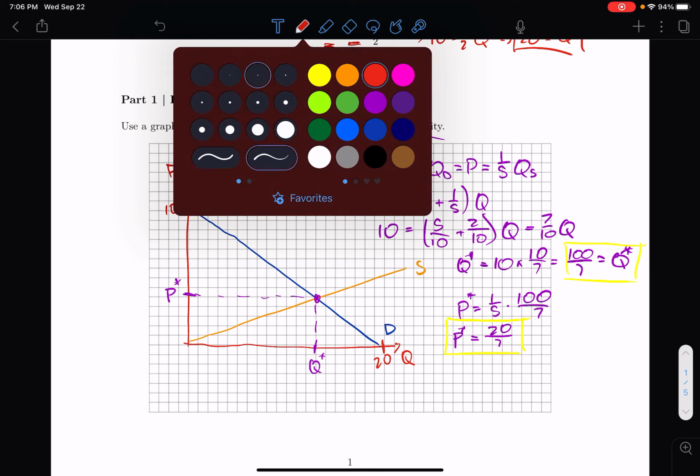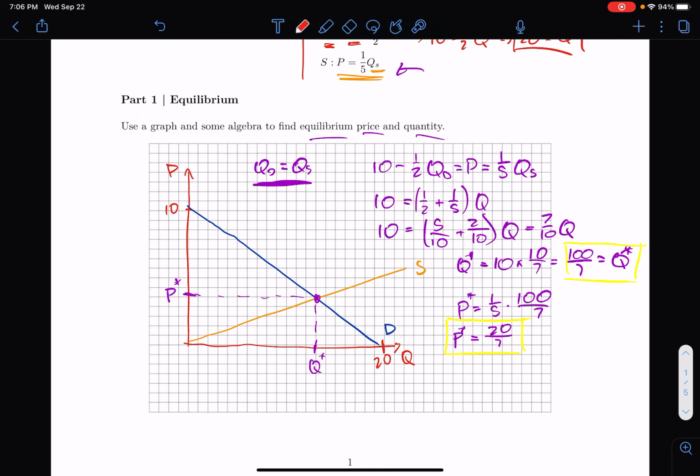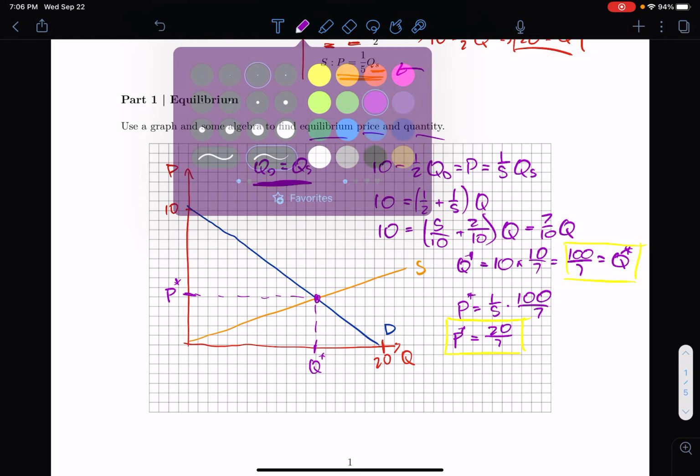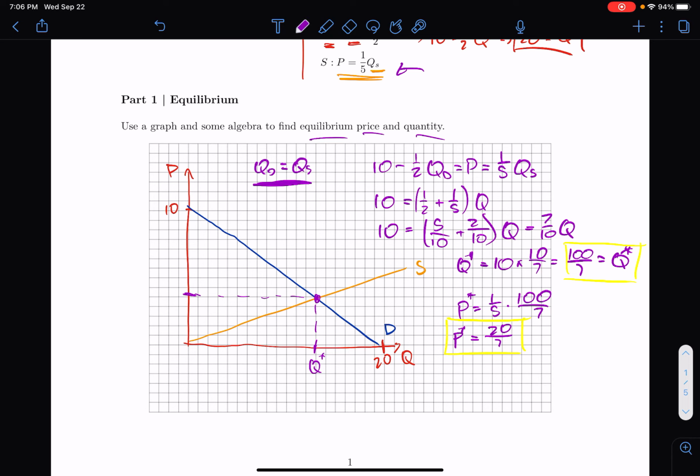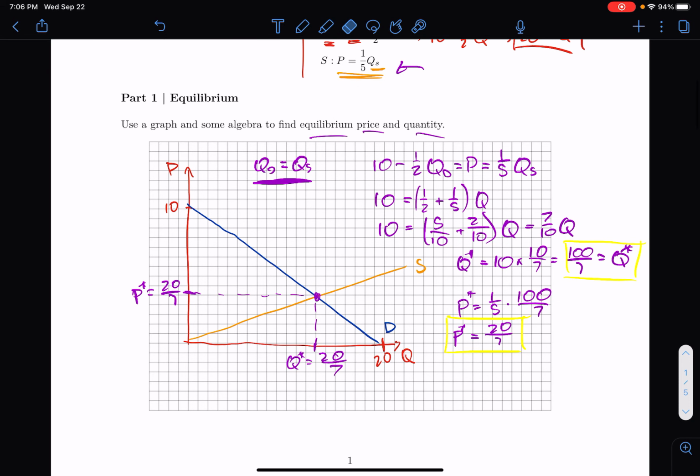And lastly, we can go ahead and just label the equilibrium on the graph. So price is 20 over 7 in equilibrium. And we can put P star is equal to 20 over 7. And let's write this out here. Q star is equal to 100 over 7. I'm sorry. I can't spell. I can't copy.